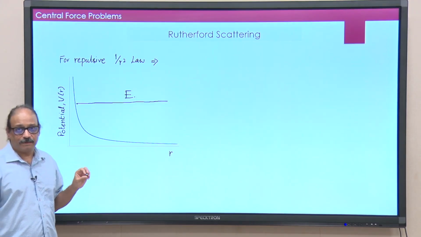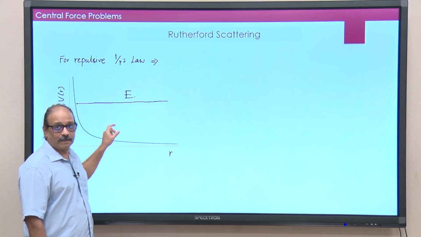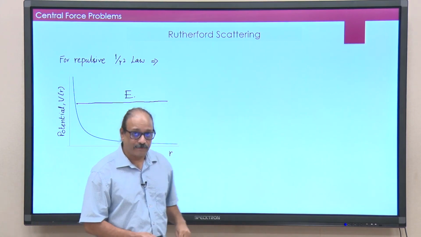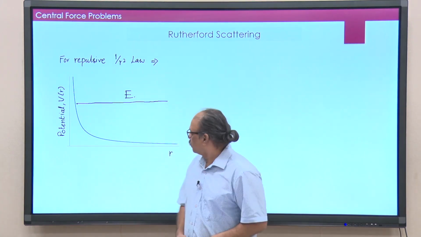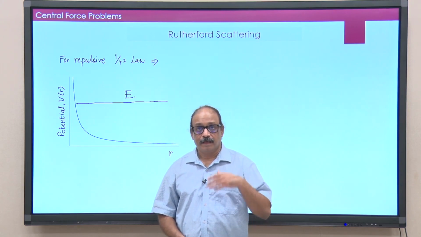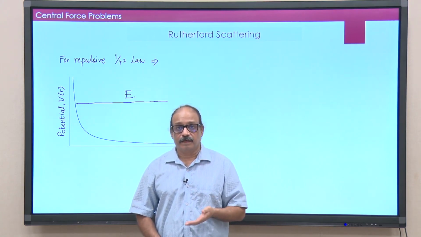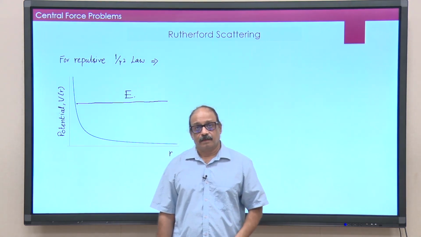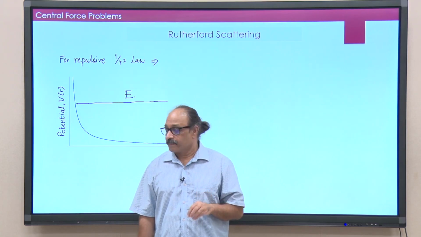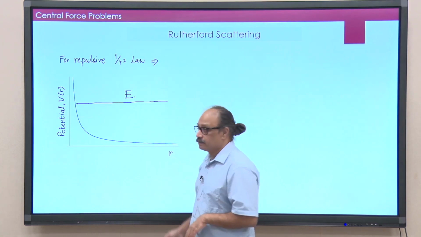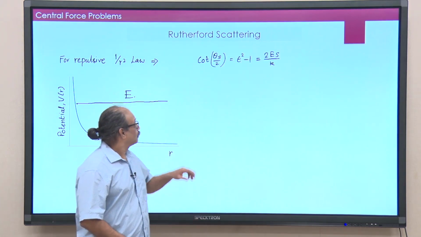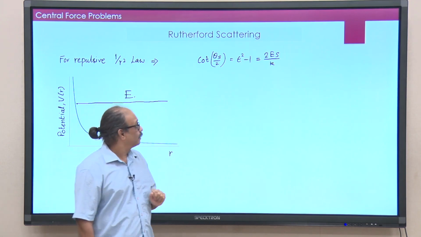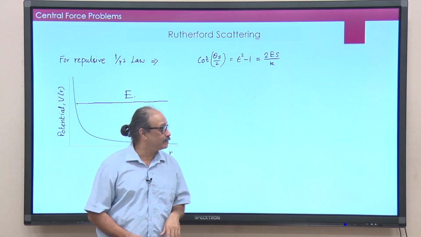Add to this your angular momentum term, that is L squared by 2 m r squared. But even if I add 1 over r squared to this 1 over r curve, the rough nature of the curve is similar. It is convex, it is monotonically decreasing, and it looks almost the same. So here, if I calculate the scattering angle, it comes out to be epsilon squared minus 1 equal to 2s by k. This is what we derived in yesterday's lecture.